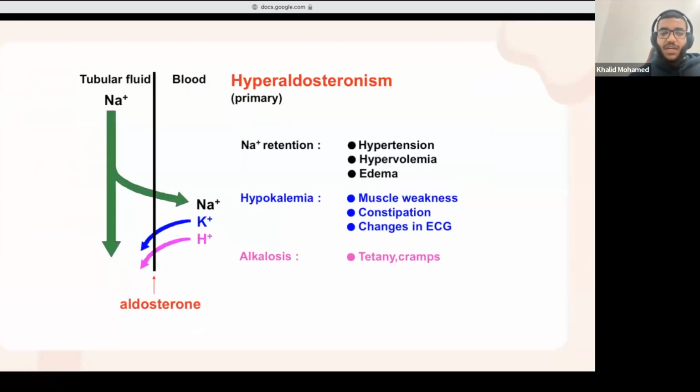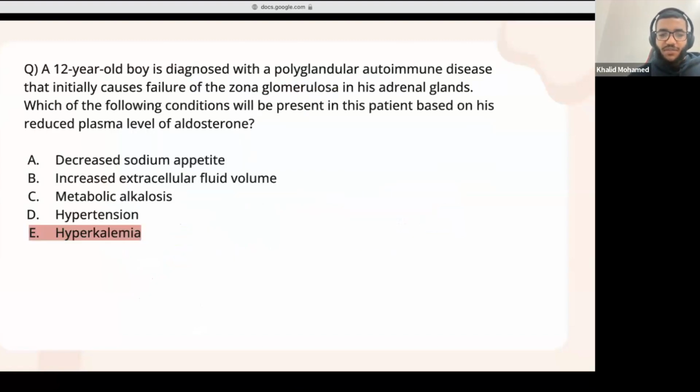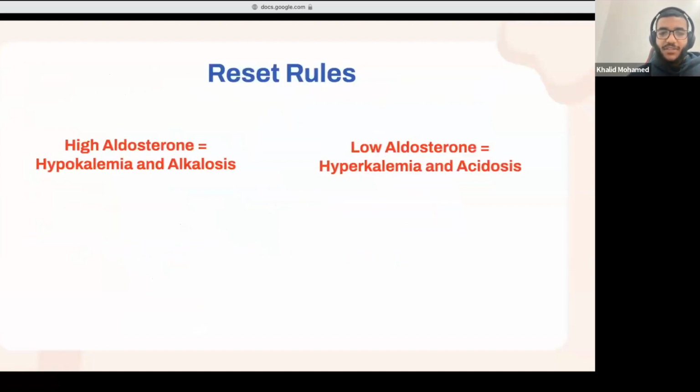Now we'll just apply the opposite effect on hypoaldosteronism, which is low aldosterone. We'll have hyperkalemia. Okay, so here we had hypokalemia, here we have hyperkalemia. And I like to do something when it comes to renal. Always have reset rules in your mind in case you get confused in the exam. High aldosterone is hypokalemia and alkalosis, alto. So this is where you start.